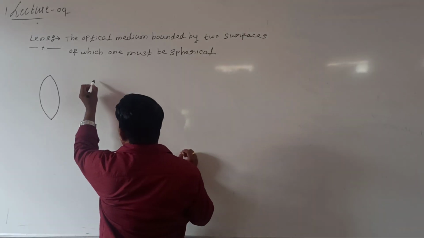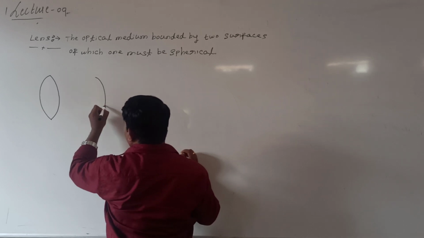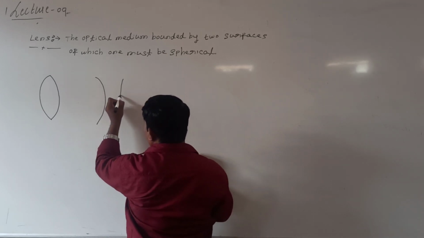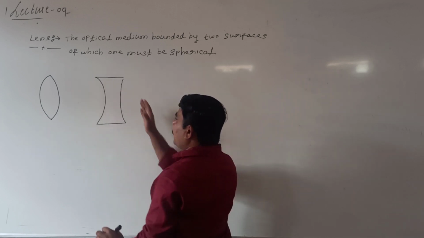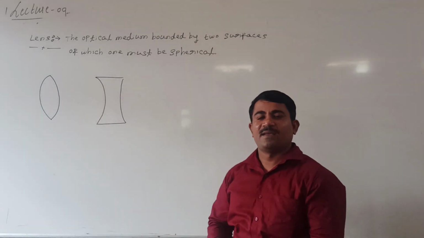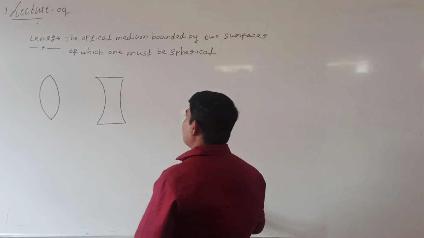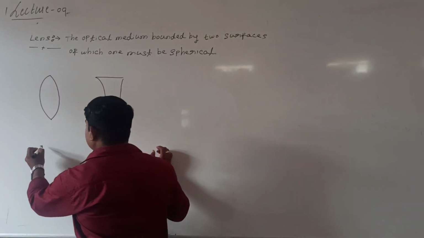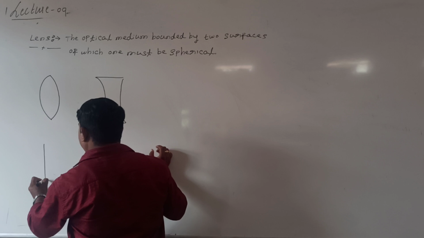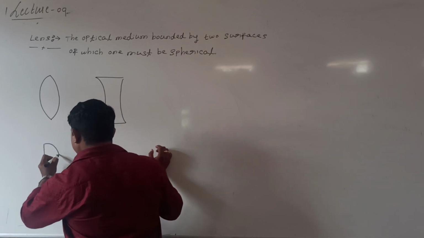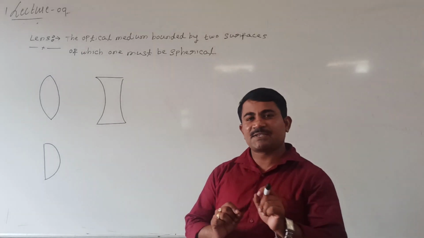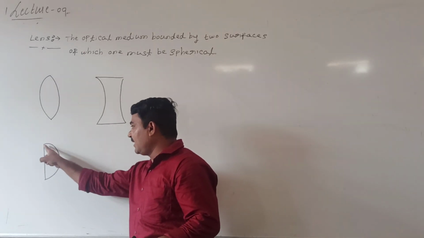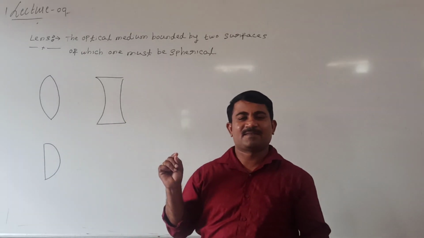Then one more type of lens is available. This we are calling biconcave lens. Here both surfaces are spherical again. Let us take one more type of lens. This lens I can call plano-convex lens. In this case, one surface is spherical and the other surface is plane, right?